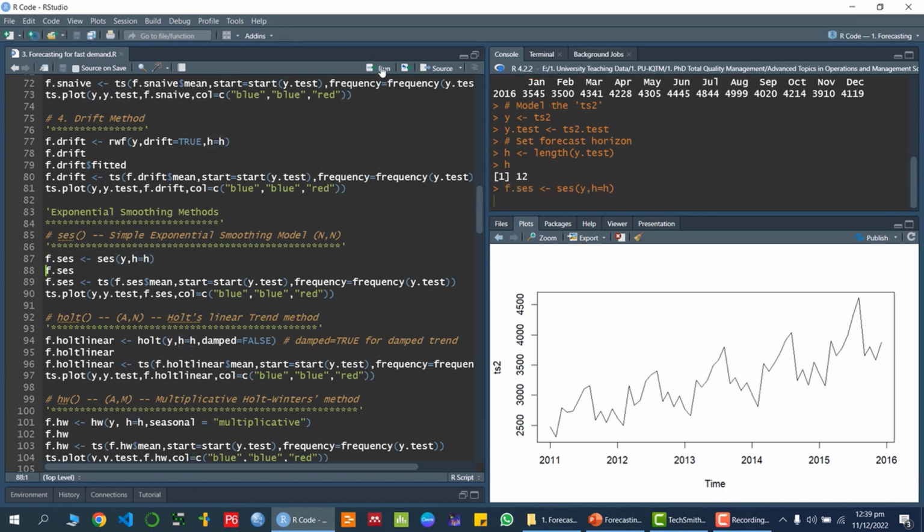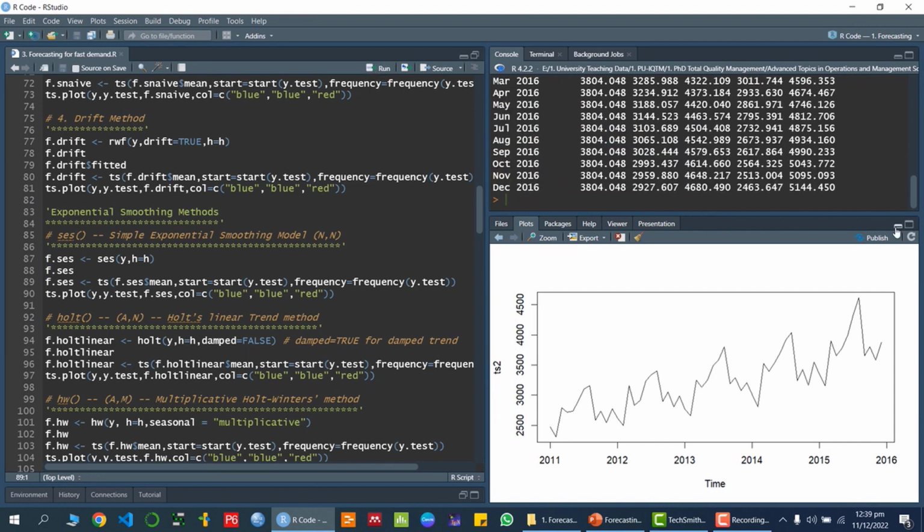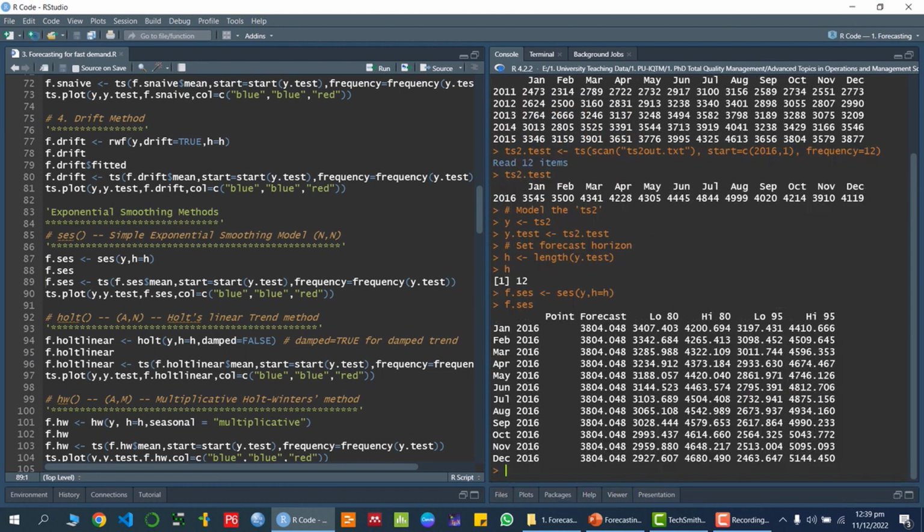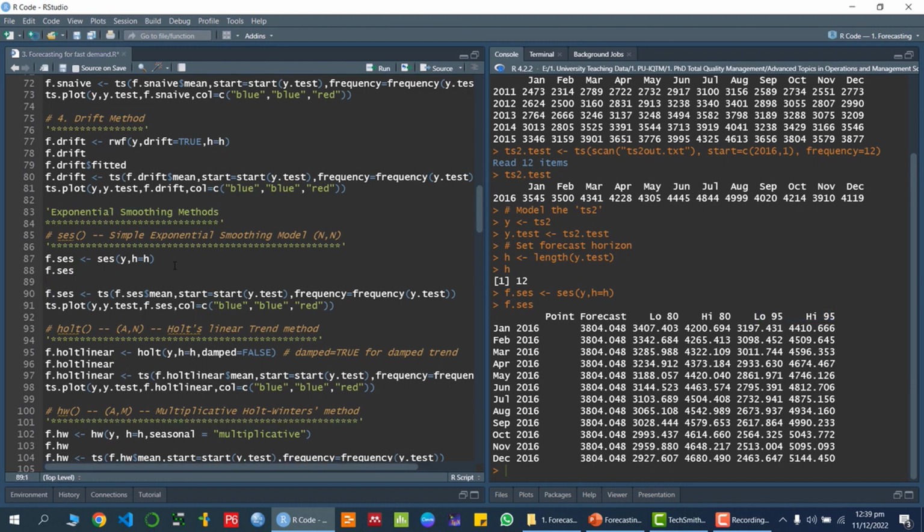If I run this one and then f.ses, we can see that this is the simple exponential smoothing forecasted value. Starting from January 2016 to December 2016, these are the forecasted values. These are at the 80% prediction interval as well as the 95% prediction interval. Let me look at f.ses, the variable in which we have the results.